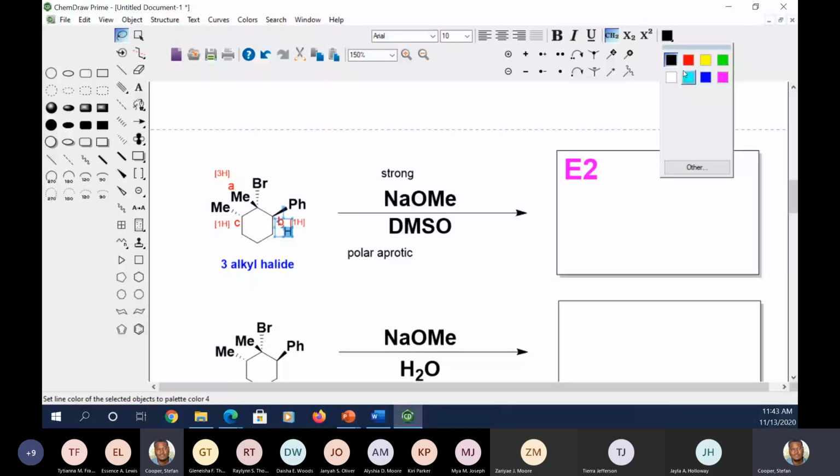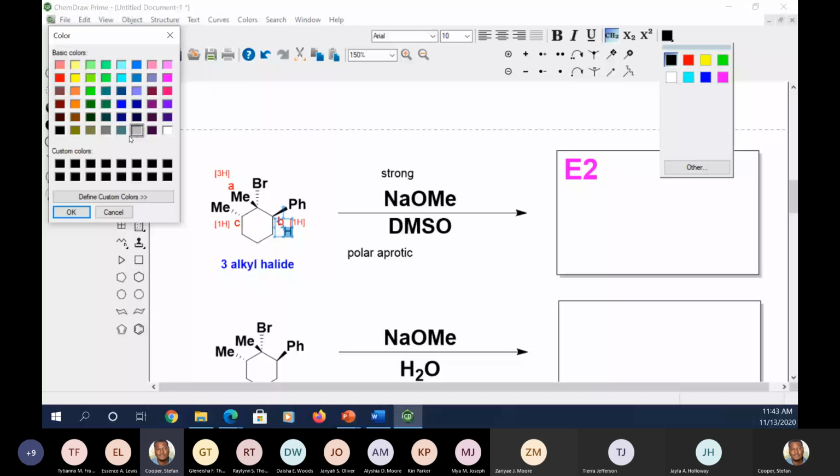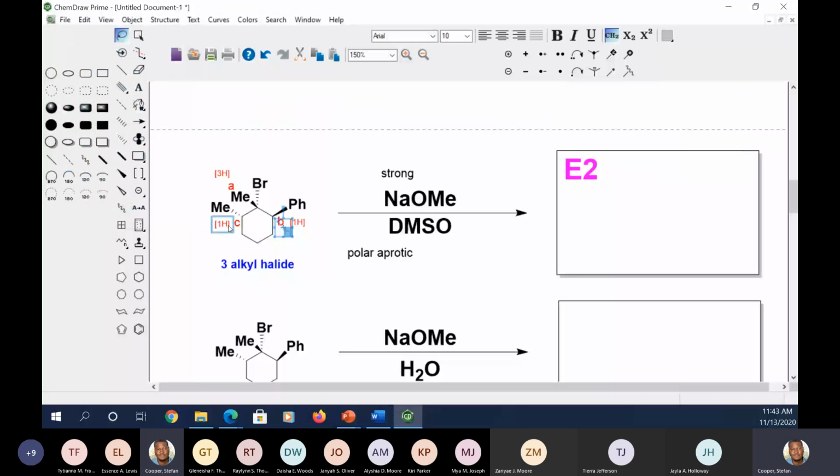But on carbon C side, I have an H that's on a what over here? That's wedge, right? All right. So what side can I pull from? The side with the methyl. Good. So what should my final product look like?